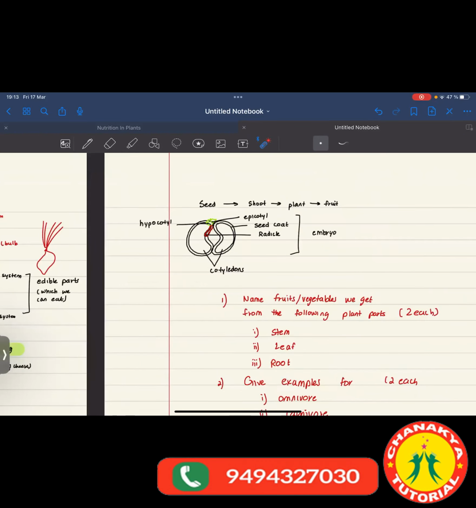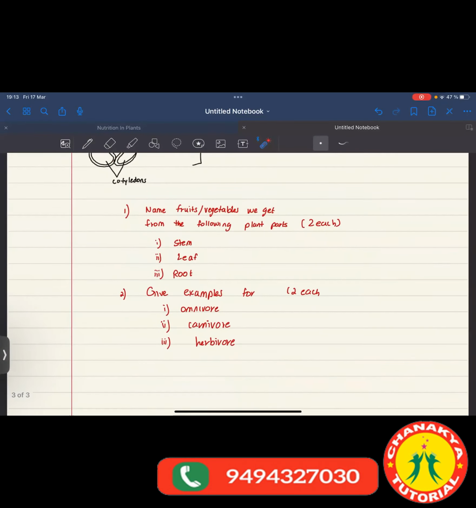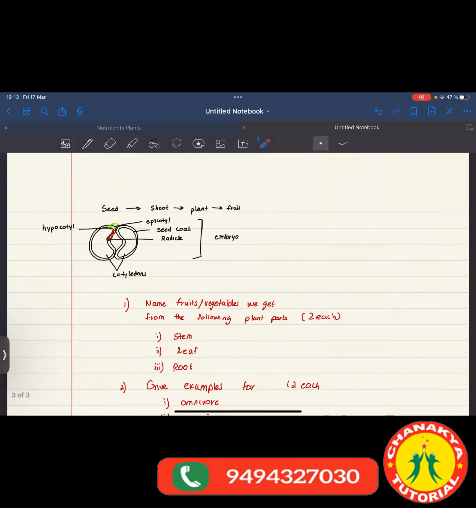Now, apart from this, these are the homeworks that I've given you, which I'll be checking next class. Hope you guys noted it down. Have all of you noted it down?